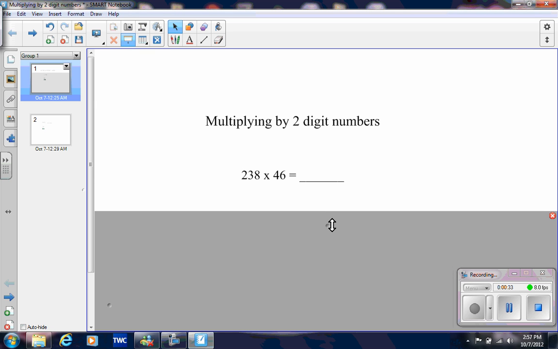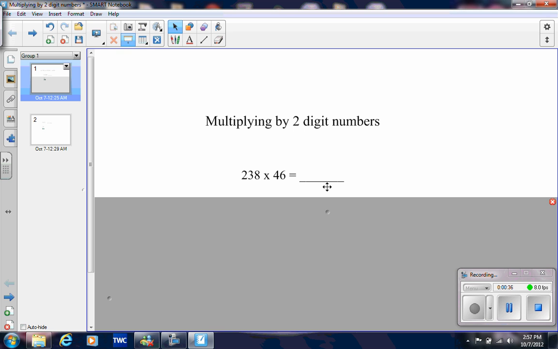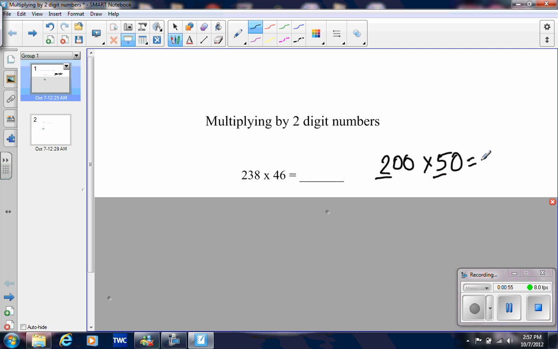We've got 238 times 46. So 238, I would round that and make that close to 200. It's a 2 with a 3 after it, so 200 multiplied by a 4 with a 6 after it, so that'd be 50. 2 times 5 would give you 10 with 1, 2, 3 zeros. So we should get an answer that's pretty close to 10,000.